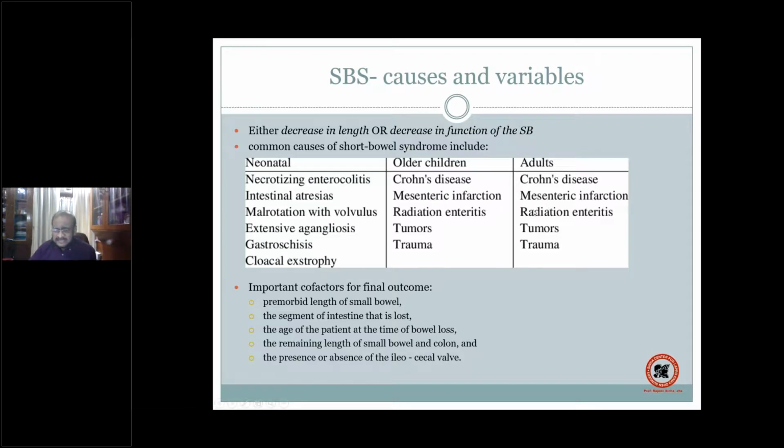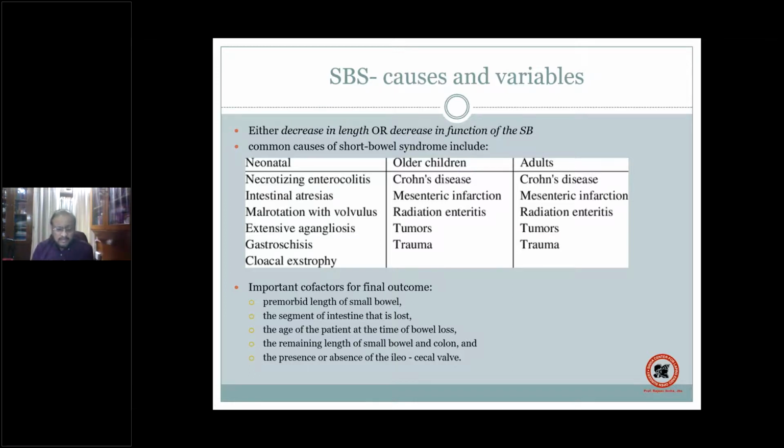As far as adults are concerned, you can have mesenteric infarction, Crohn's disease, radiation enteritis, tumor, trauma, and similarly, the causes slightly vary if you have a patient in the neonatal age group or an older child. Now, the important cofactors which are important for the final outcome are to be considered.